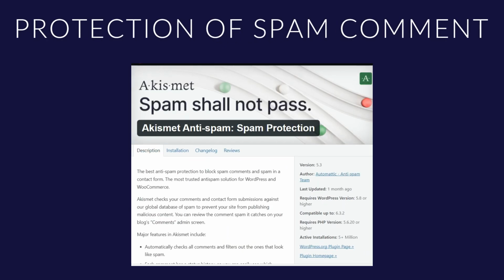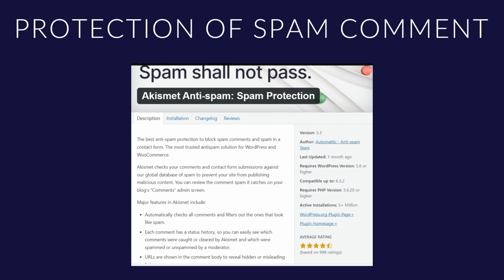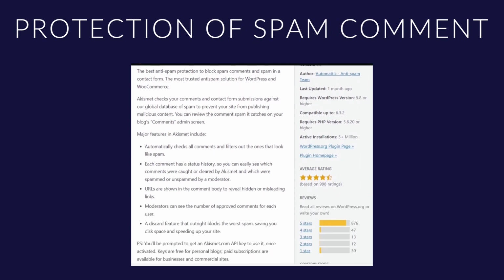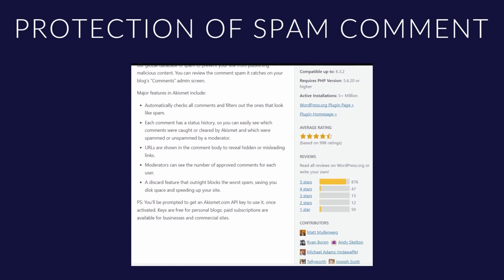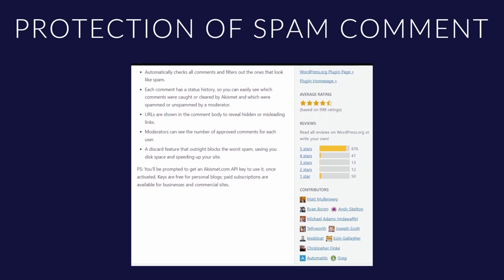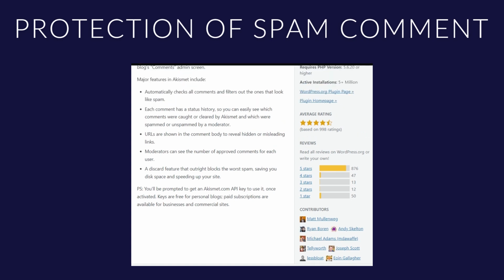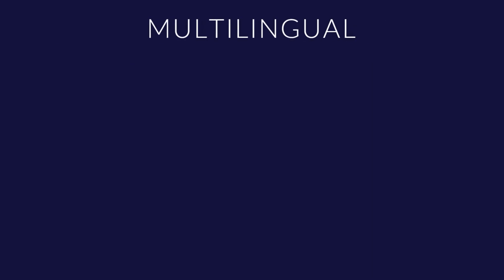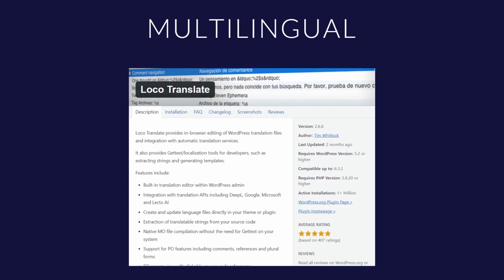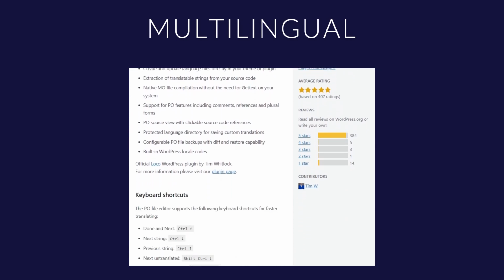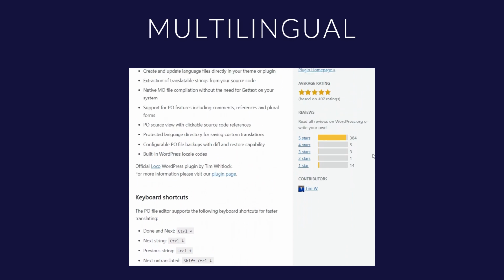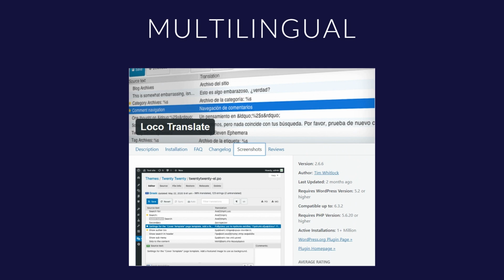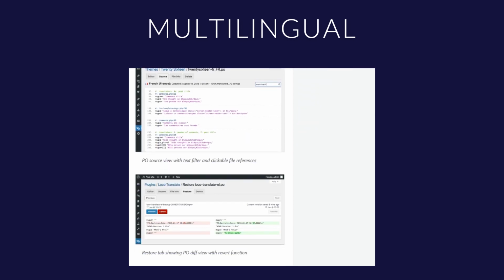Akismet Anti-Spam is installed by default after installing WordPress. This plugin helps protect you from spam comments on blog posts. There are over 5 million active installations, and if you have a blog, don't create it without this plugin. For multilingual websites, use Loco Translate. It allows you to easily and simply translate all parts of your website. The plugin has over 1 million active installations and an almost perfect rating.